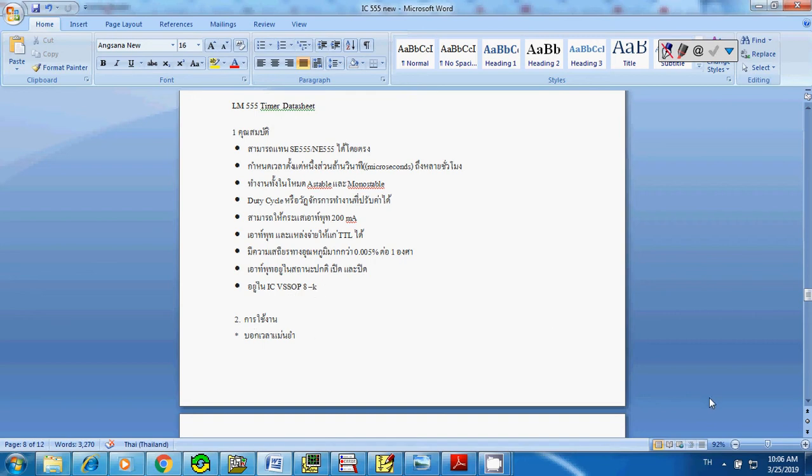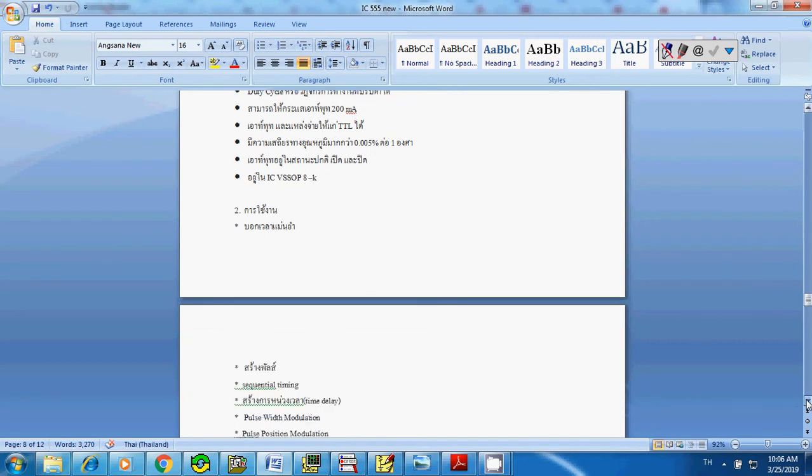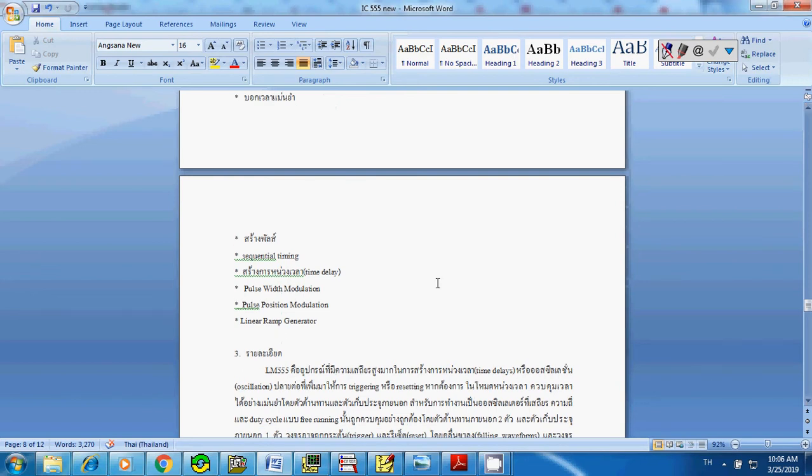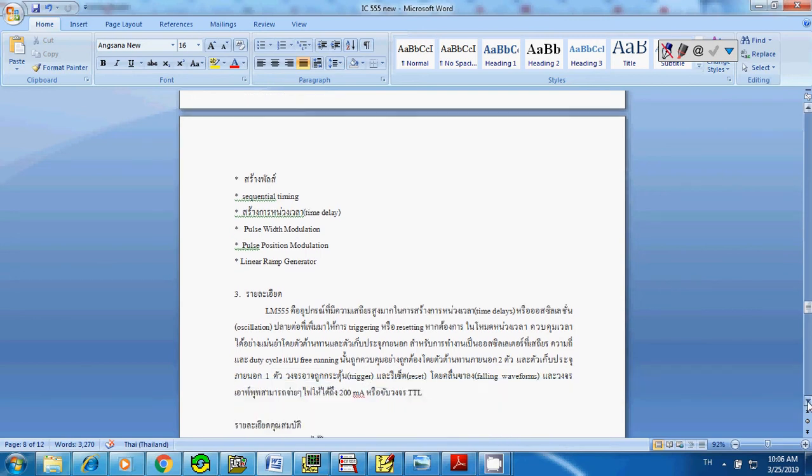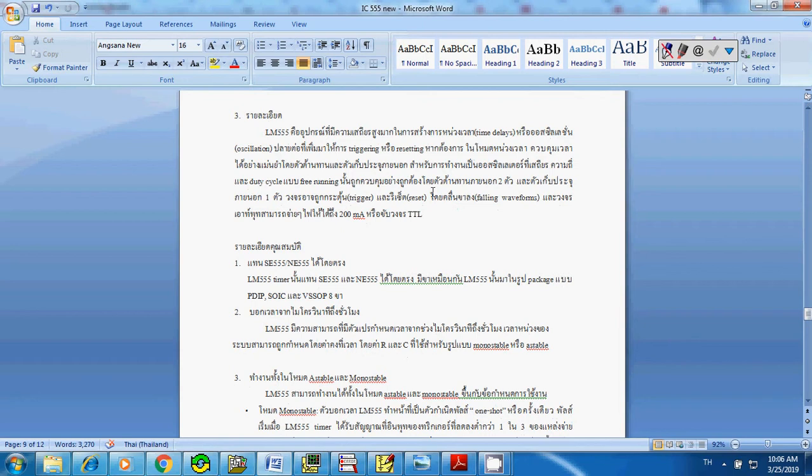Applications: time accuracy, generate pulse, sequential timing, time delay, pulse width modulation, pulse position modulation, linear ramp generator. Details: The LM555 is a device that has very high stability to generate time delays or oscillations. The external terminal is for triggering or resetting as required.